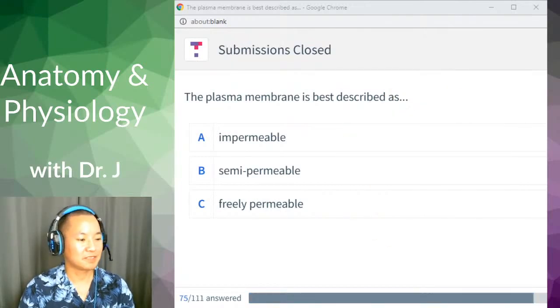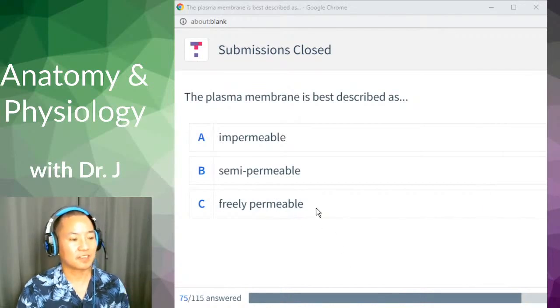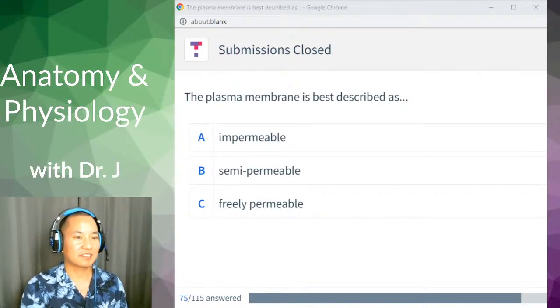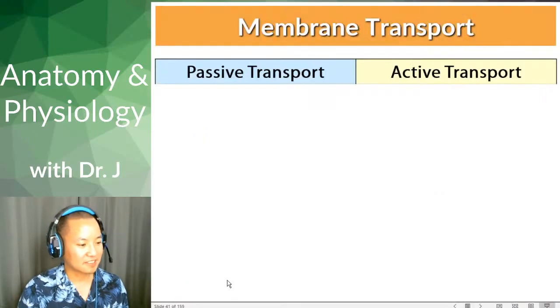All right, let's see how everyone did. Yes, most of you are correct that it is semi-permeable. Why? Because without the addition of ion channels or things like glucose transporters, things like glucose and ions have a hard time getting across just the plain plasma membrane with no other proteins helping. They can't really pass through. But things like water can freely pass across the plasma membrane, along with oxygen, carbon dioxide, and ethanol. All right, so back to our lecture.